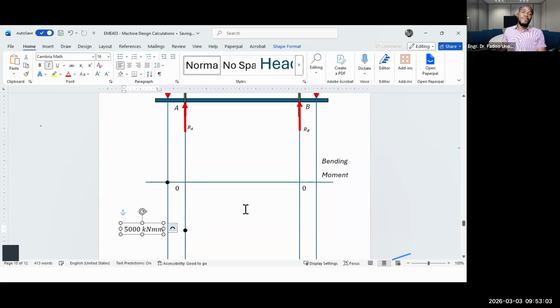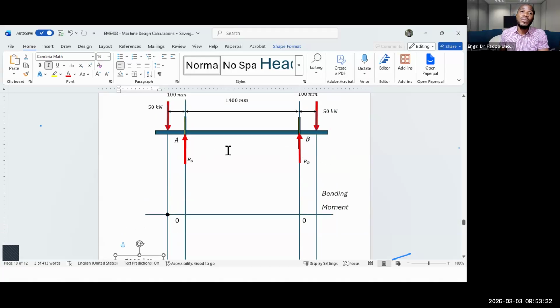And if you want, you can say 5 times 10 raised to power 3 kilonewton millimeter, and you can easily convert that to 5 times 10 raised to power minus 6 Newton millimeter. Okay, it's just maths. Now it's a negative value, so we have to take into cognizance the negative sign because it's below the line. If this were a clockwise moment, then it would be above the line.